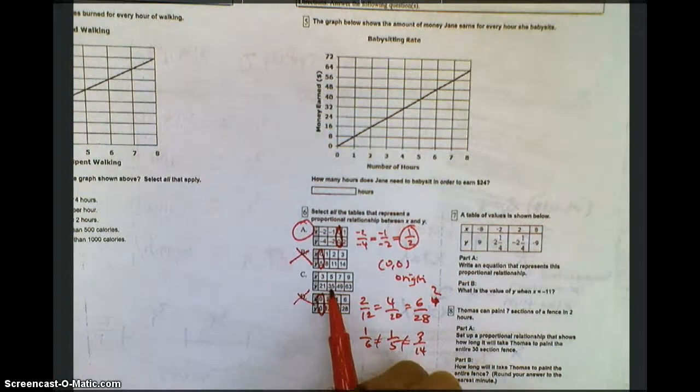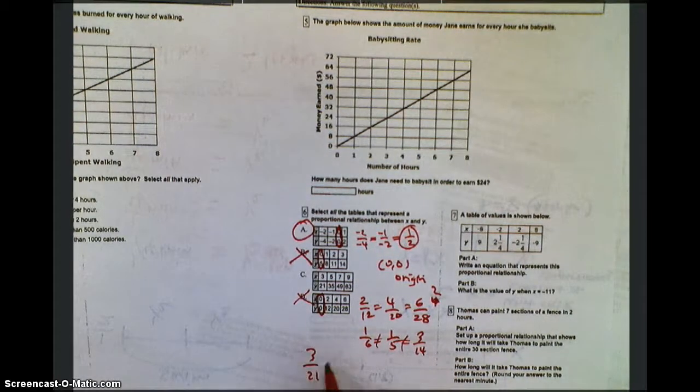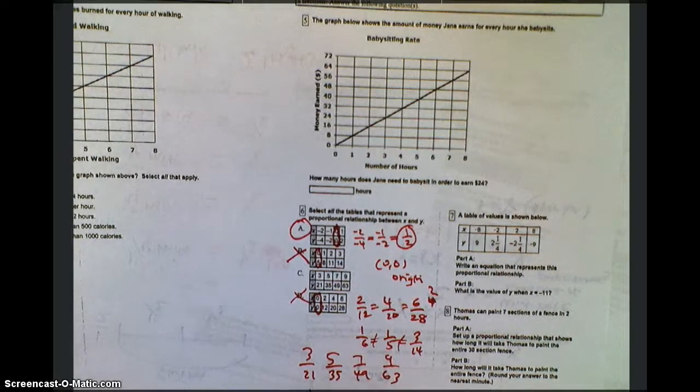Then let's look at C. I've got 3 over 21, 5 over 35, 7 over 49, and 9 over 63. Now each one is going to be 1/7, so I definitely want that as well. So that's helpful to see for this question.